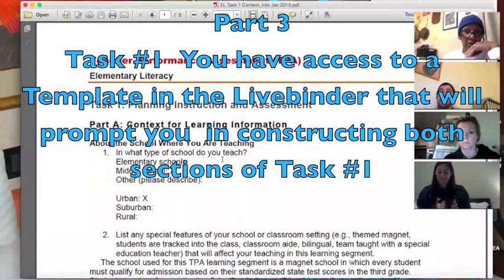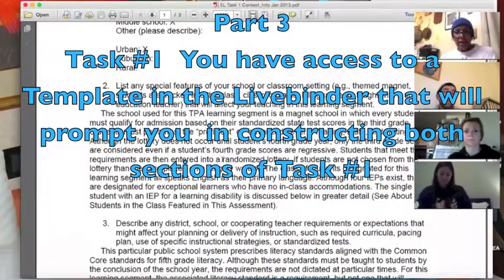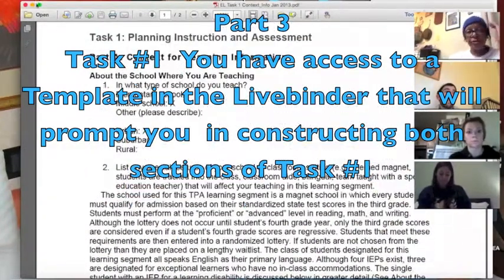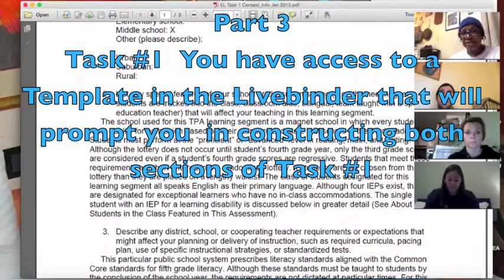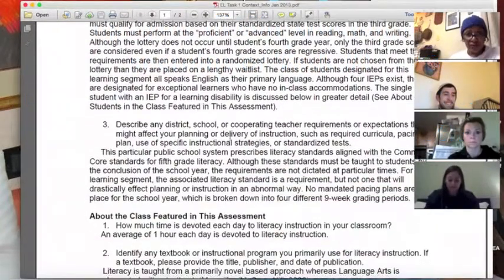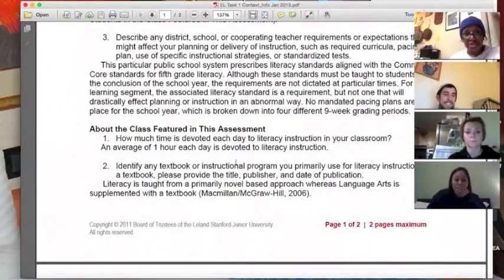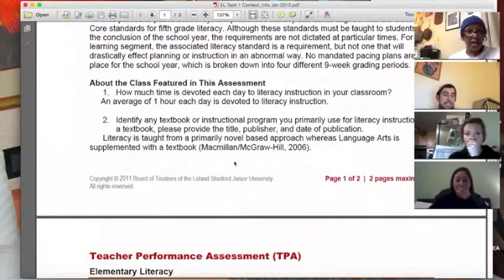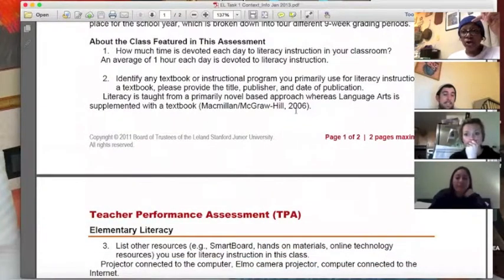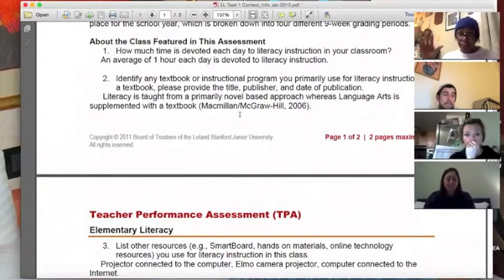Task 1. And this is what it's going to look like. So this is where your task 1, planning, instruction, and assessment. The content is learning information. And so then it asks you to describe your school. And then it starts prompting you, list special features about your school, describe the district, about the class featured in this assessment. You're going to talk about this class, how much time devoted each day, identify any, you can say you are using reading A to Z as your balanced literacy program.